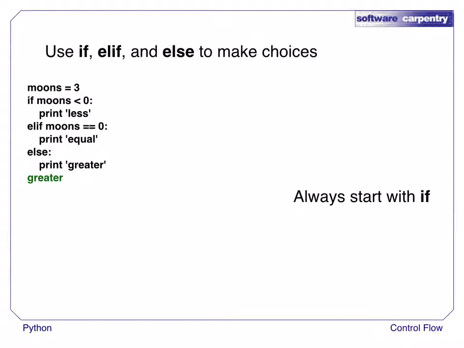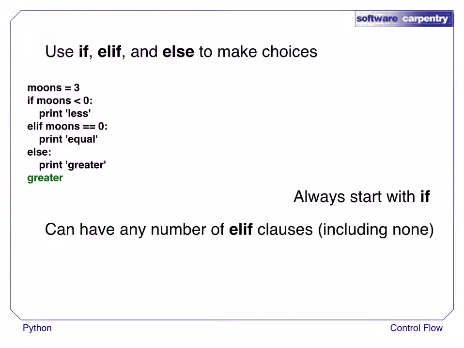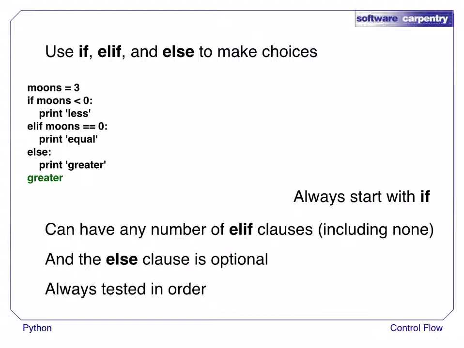A set of choices like this always starts with if and a condition. It can have 0 or more elif clauses, and each of these has its own test. And optionally an else with no test to execute if nothing else is done. Tests are always tried in order, so as soon as one test is true, its block of statements is executed and no other branch is tested.